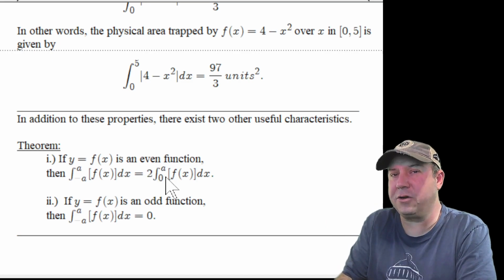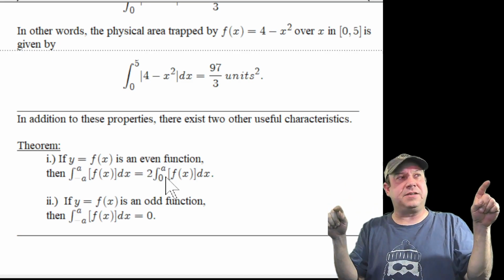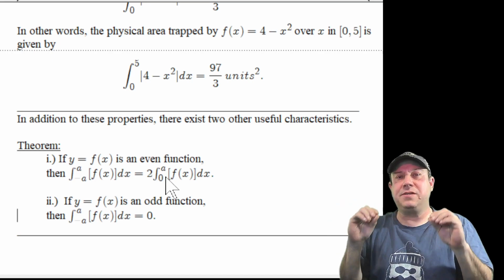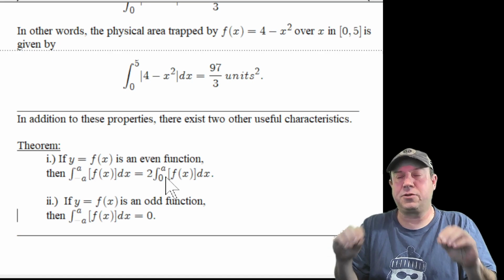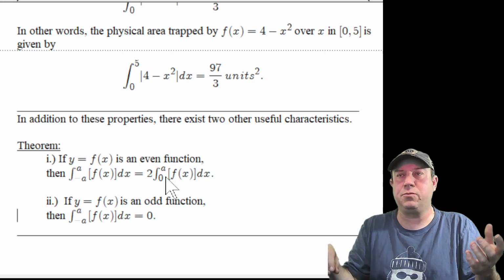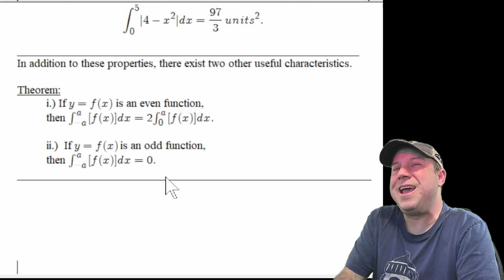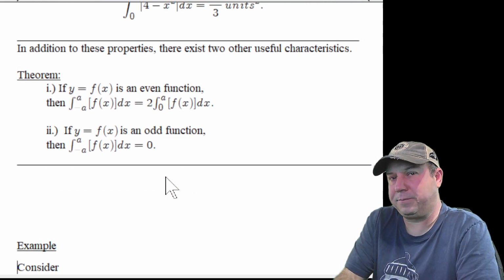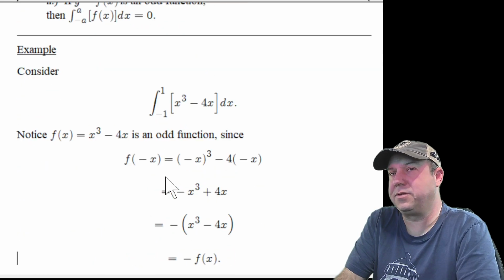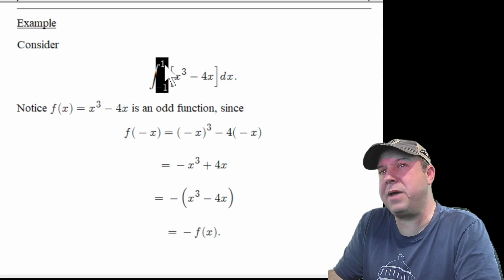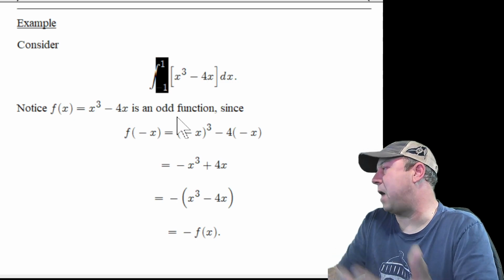Whereas for odd functions, if you go from negative a to positive a, and you have an odd function, what will happen is the areas will cancel in terms of net area. The positive region will have the same size as the negative region due to the symmetry, and those values will cancel. Here's a couple of examples. You do have to have opposite boundaries for this theorem to be applicable.